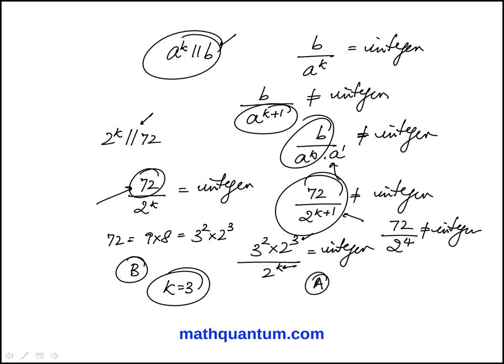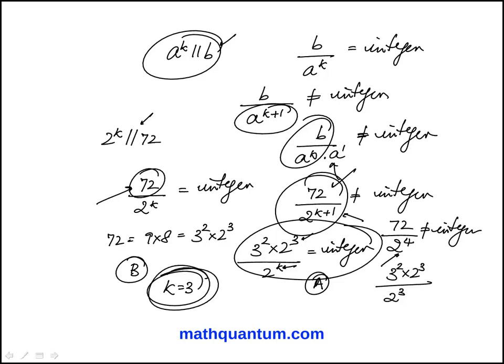Well, k can be 2, meaning it will satisfy this condition, but it would not satisfy the second part of that because that would be 3 squared times 2 to the third. If k is 2, this would be 2 cubed, which is an integer. So here, that's why the answer is B, which is k is equal to 3.